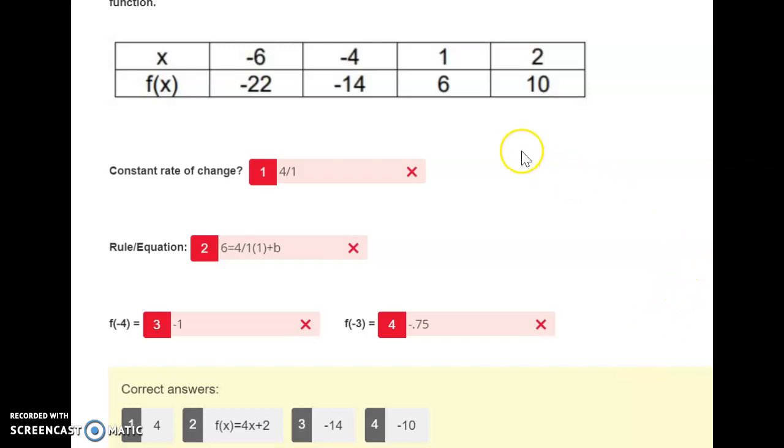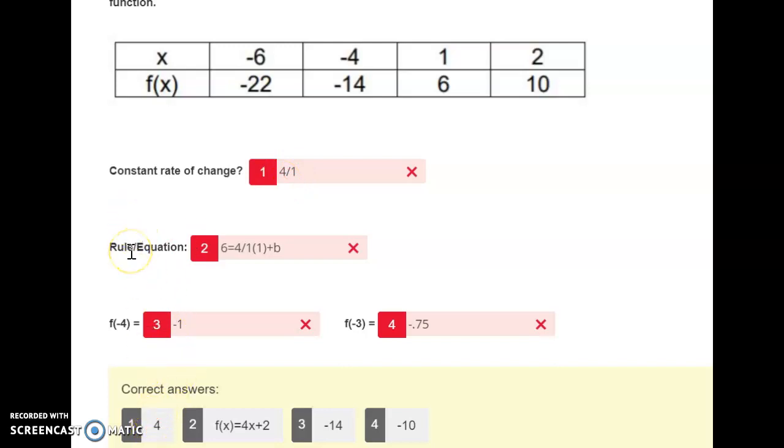I'm going to review some problems on 5-1 and take some examples and how they could be better. So when it says constant rate of change, it's not asking for yes or no, it's asking for the slope. The reason this one was counted wrong initially is because slope is a simplest form. So 4/1 should have been written as 4.